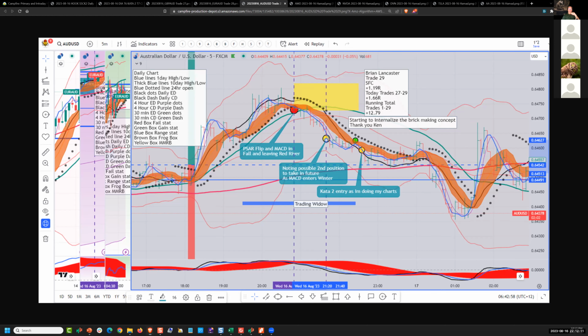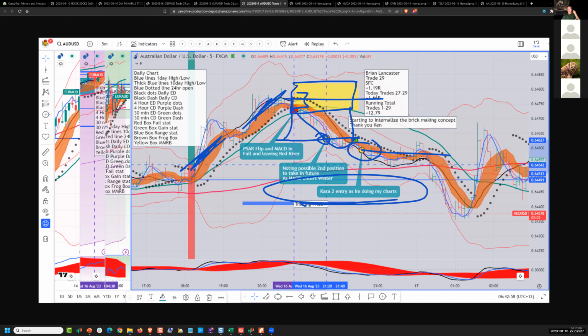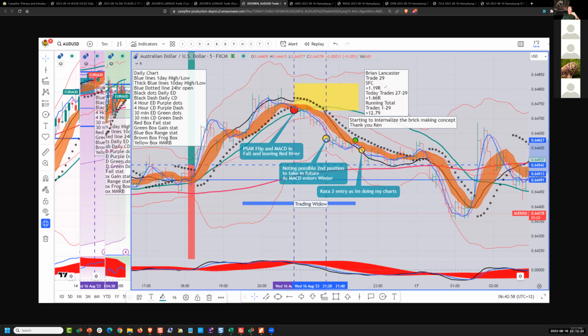Notices leg 1, leg 2, PSAR flip. Uses double the technical risk. Possible second position. You certainly would have gotten out by there. He gets paid. Re-entry. Oh. $1.66 for the day.